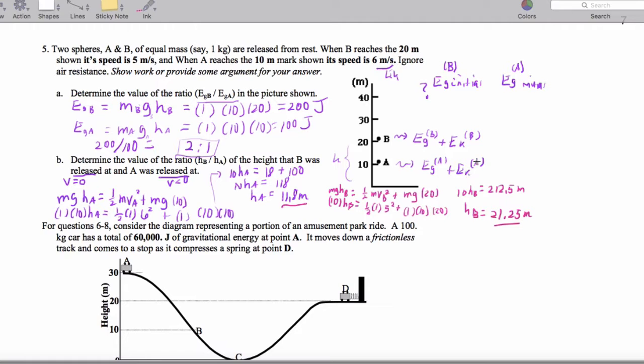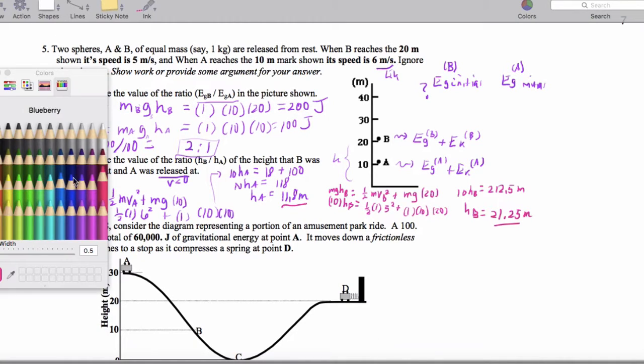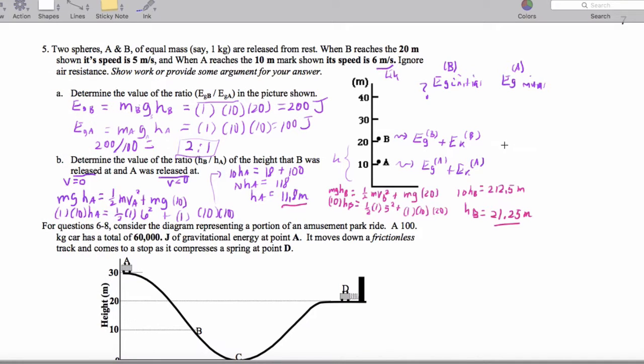So that ratio is going to end up being, and I'll actually do this up here, 21.25 divided by 11.8. And when I actually simplify that ratio, it's going to end up being 1.8. Awesome. So that's the answer.